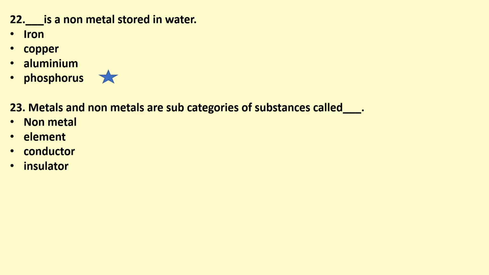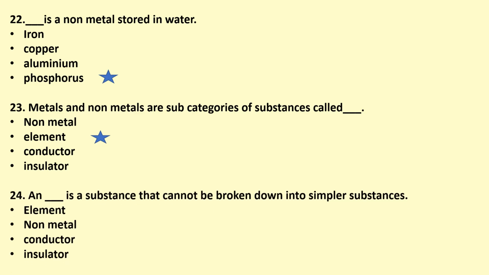Question number 23. Metals and non-metals are subcategories of substances called. So metals and non-metals are part of non-metal, element, conductor or insulator. So the correct answer here is element. Question number 24. Dash is a substance that cannot be broken down into simpler substances. So it is element, non-metal, conductor or insulator. The correct answer is element.